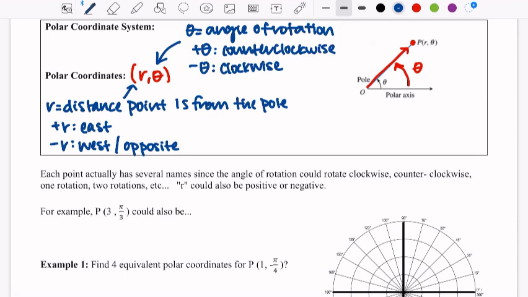So each point in the polar coordinate system actually has several different names, since that angle of rotation could go clockwise or counterclockwise. Okay, we could go around multiple times. Basically, remember, we have coterminal angles, okay? So we can use coterminal angles to still define that point. R can also be positive or negative, so we can also think about how we can get to the same place that way.